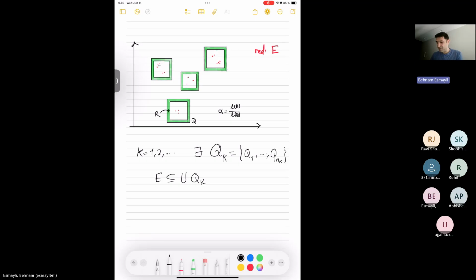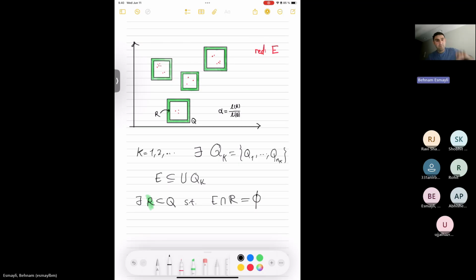And then there is a frame, there is a ring under each one of these Qs such that it does not pick any point from my removable set. So it's away from that. So these will be the green parts. So every cube has some buffer zone around its perimeter, which is away from my set E.